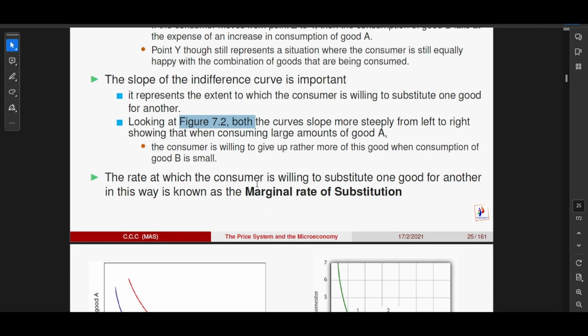The rate at which the consumer is willing to substitute one product for another is known as the marginal rate of substitution. So this is what I was saying: marginal is going to keep coming up over and over again. All we're saying is that if you're consuming A and you start consuming more of B, how much you're willing to substitute A with B is what we call the marginal rate of substitution.